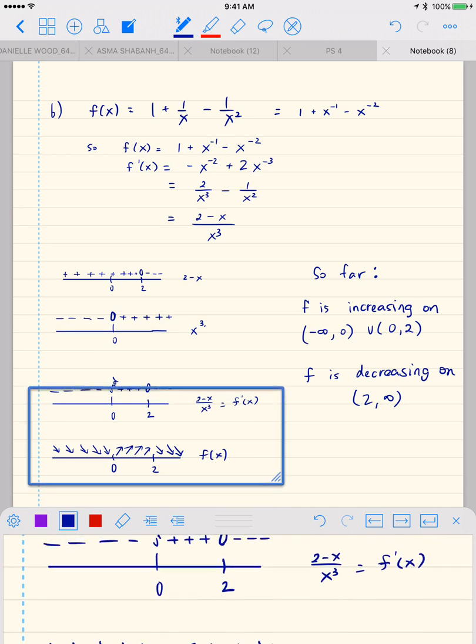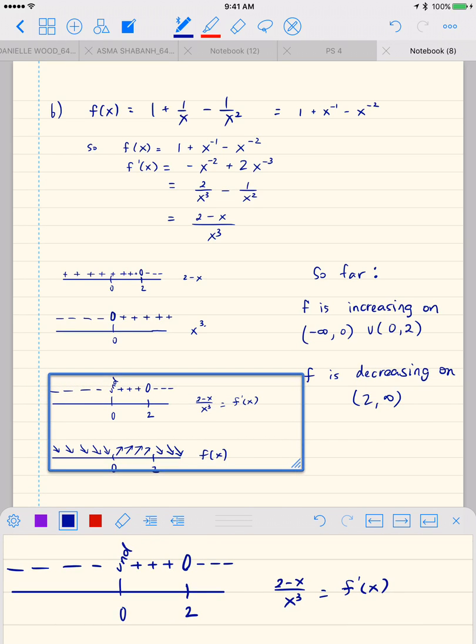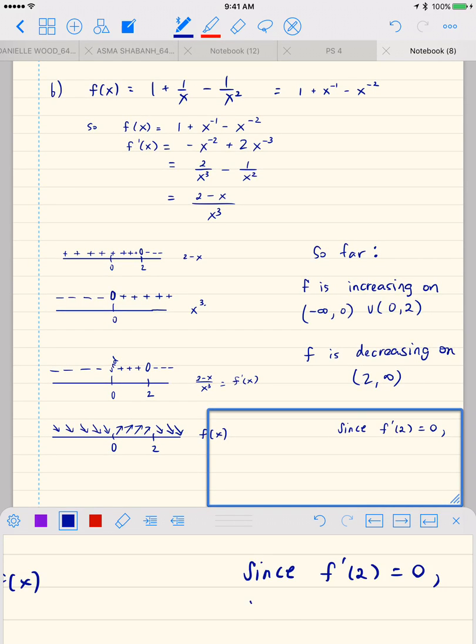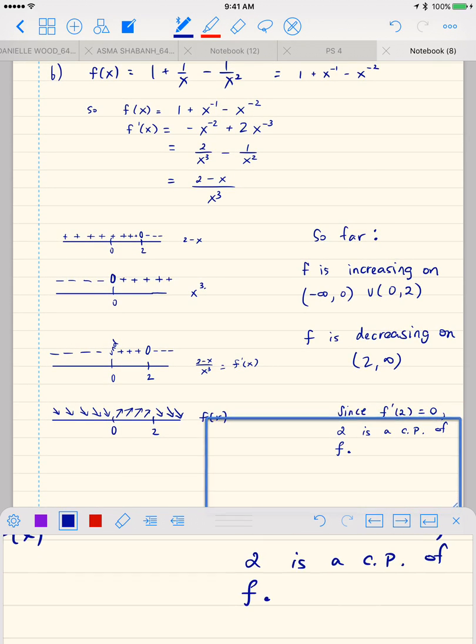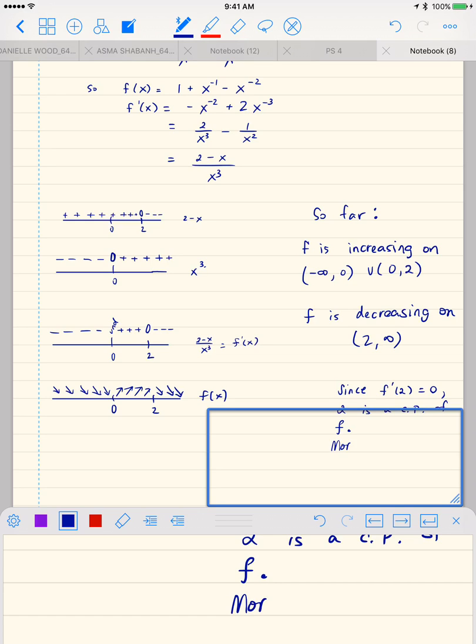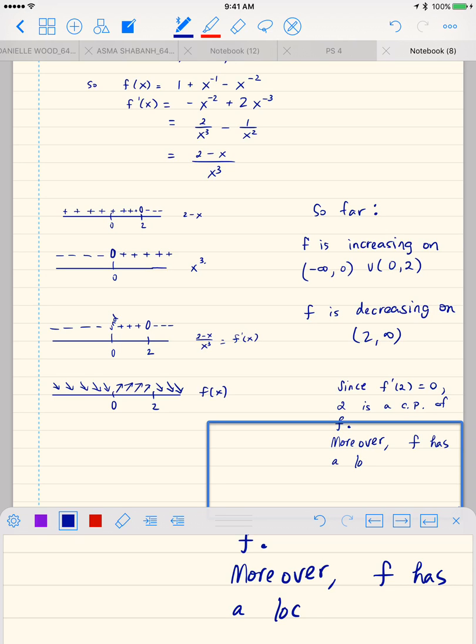Okay, so this tells us, for instance, that since f prime of 2 equals 0, 2 is a critical point of f. Since f is increasing when x is less than 2 and decreasing when x is greater than 2, f must have a local max at 2. So moreover, f has a local max at 2.